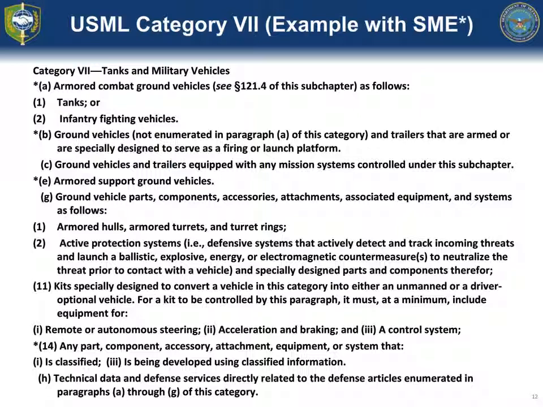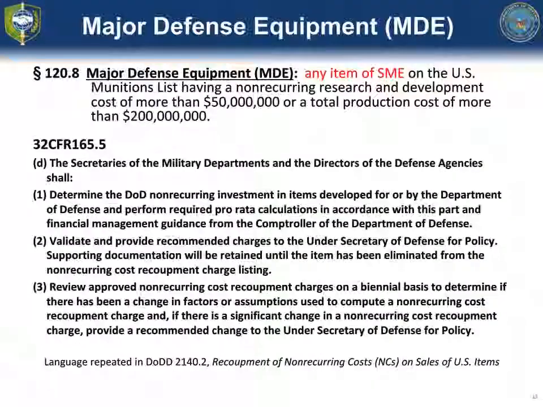Similarly, ground vehicles not listed in paragraph A and trailers that are armed or designed to serve as a firing or launch platform are also SME. But ground vehicles and trailers equipped with mission systems controlled under the USML are not. Those are non-SME. So that's what it looks like, and that's how you can identify for sure whether something is SME. But the next category then, as a subset of SME, is MDE, Major Defense Equipment.